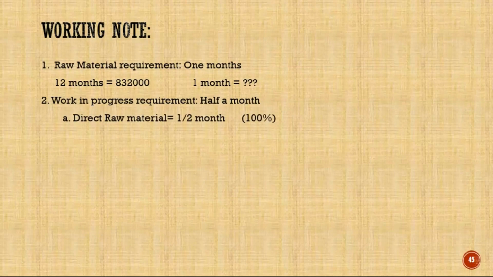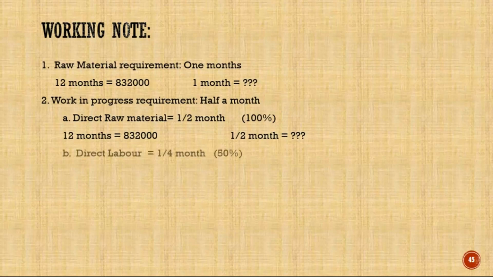First is direct raw material, half month requirement, that is 100% we have considered. Period 12 months, it is already with us 8,32,000. So how much will be half month requirement? Then next is direct labor, 50% of the period, that is 1/4 month. 12 months is equal to 3,12,000. So how much for 1/4 month?